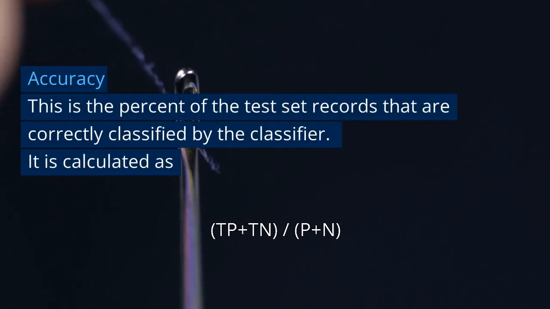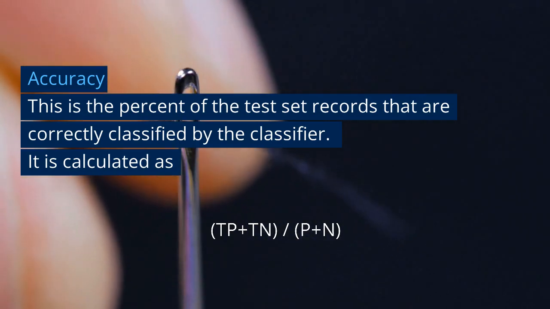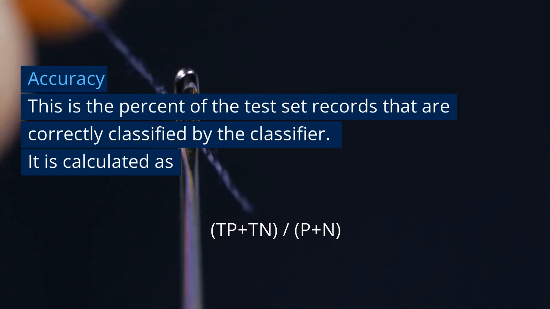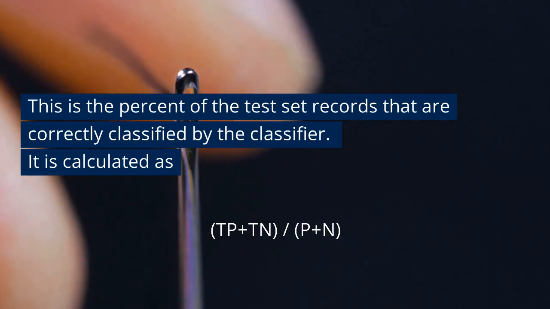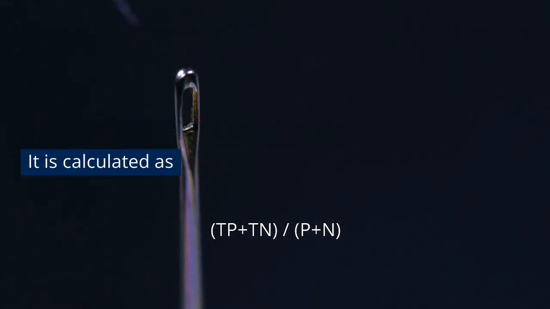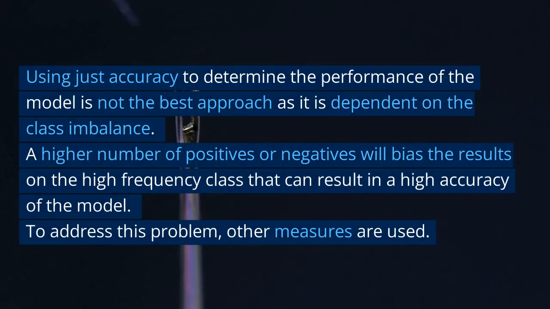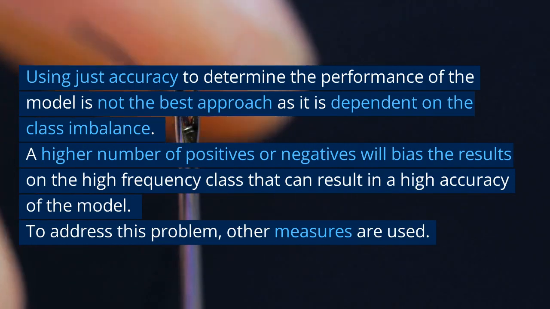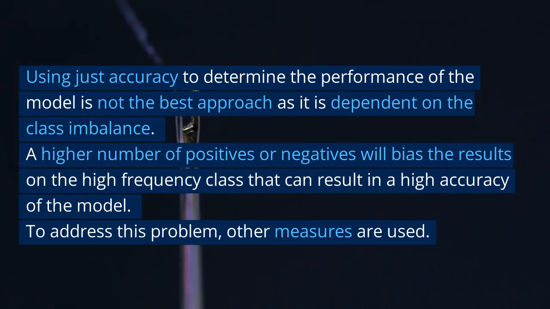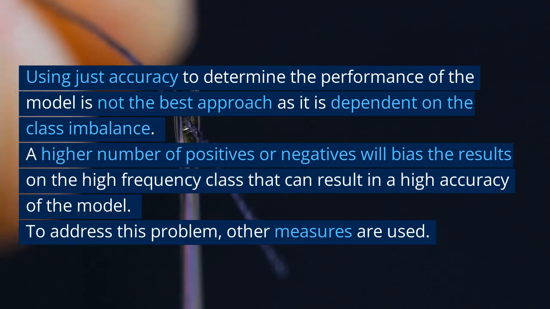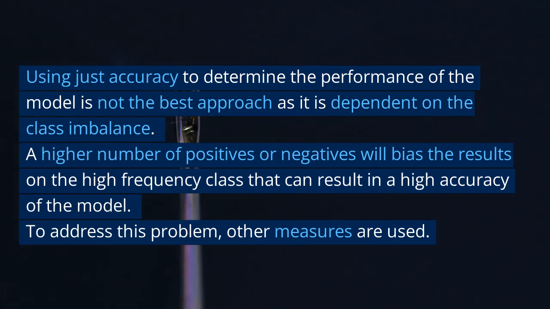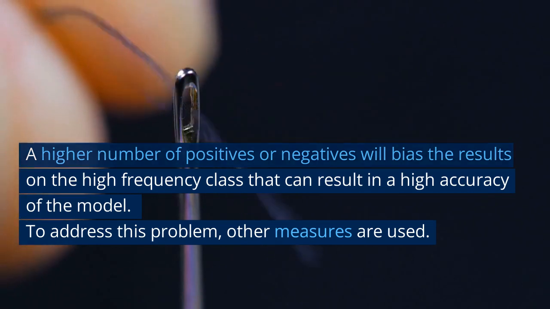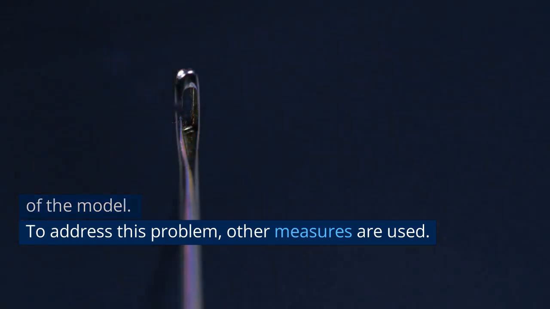Accuracy. This is the percent of test set records that are correctly classified by the classifier. It is calculated as the sum of true positives and true negatives divided by the total number of records in the dataset. Using just accuracy to determine the performance of the model is not the best approach, as it is dependent on the class imbalance. A higher number of positives or negatives will bias the results on the high frequency class that can result in a high accuracy of the model. To address this problem, other measures are used.